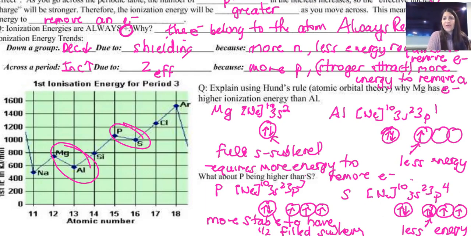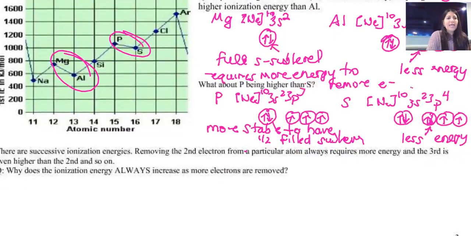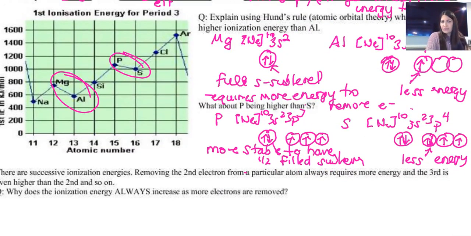All right, so then the next thing that we're talking about on here is there are successive ionization energies, and removing the third electron from an atom always requires more energy than the second, and that's higher than the first, and so on. So your 4th is higher than the 3rd, the 5th is higher than the 4th. Why does ionization energy always increase as more electrons are removed? That's the question, okay? Well, just like we said before when we were forming ions, once you pull 1 electron off, the size of the atom decreases by like half because the attraction is so much greater.